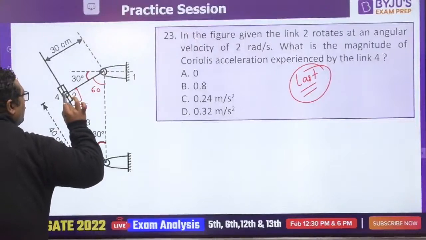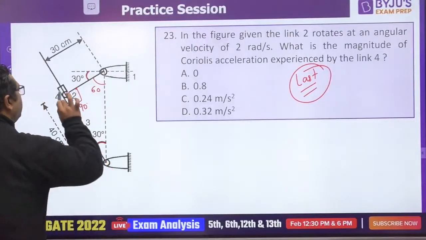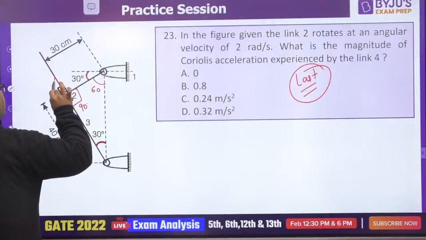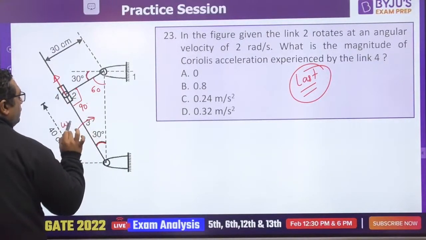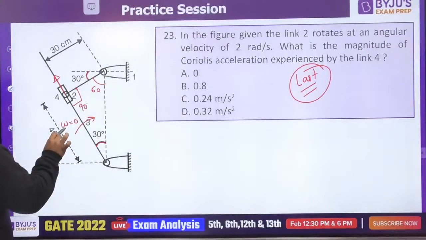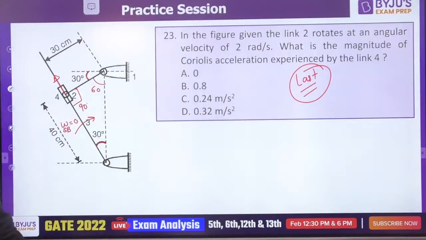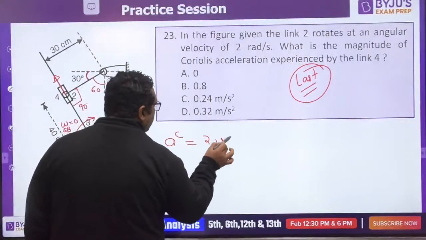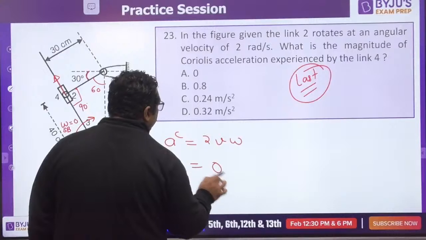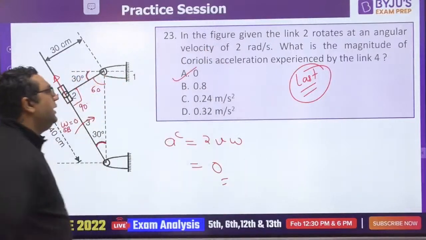So the entire velocity, whatever would be, would be going along this, and at this extreme position omega is going to be 0. Omega of the slotted bar would be 0. So because of that, the Coriolis component, which is 2V omega, will be 0. A would be the right answer.